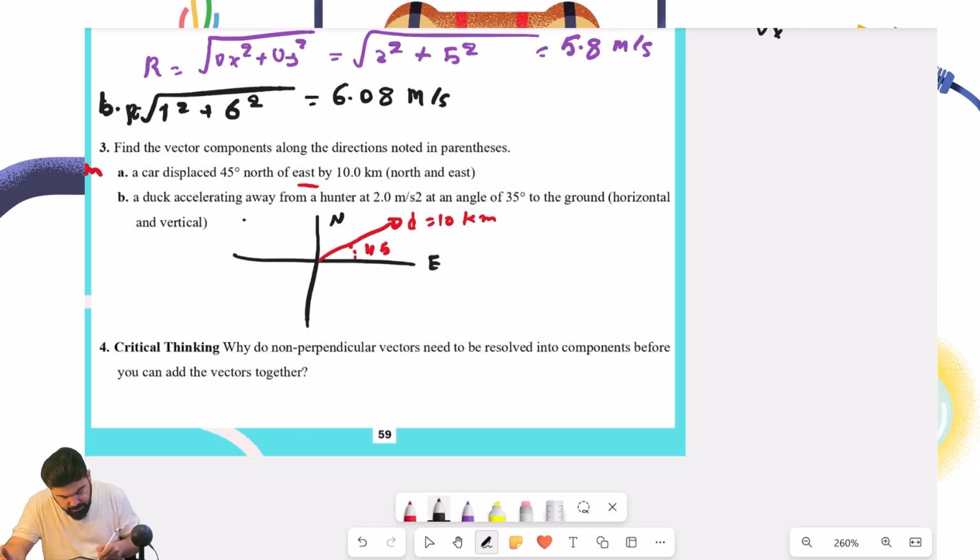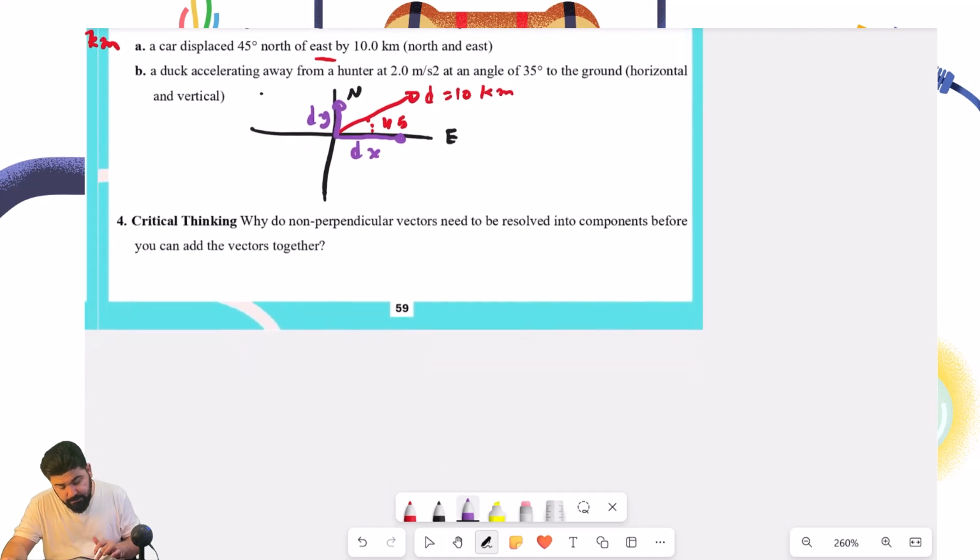It's very easy. I'm recommending you do this yourself. We have dx and we have dy. Just find them, that's it. dx is equal to d multiplied by cosine theta, because the angle is made with the x-axis, and then dy is equal to d multiplied by sine theta. Just try to do this yourself, please.